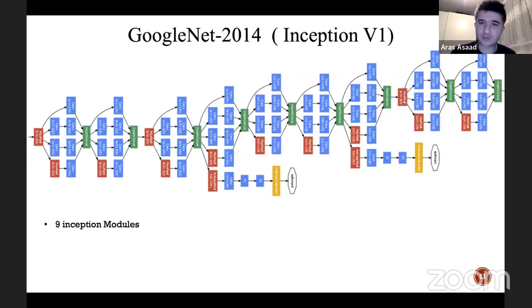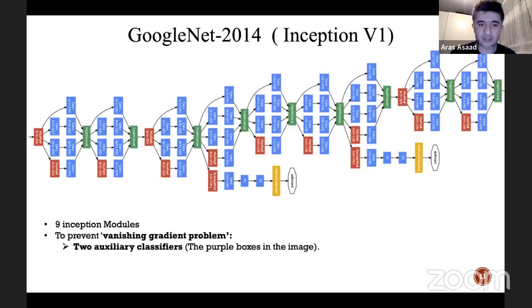So you have 9 Inception modules in the first version. And then, again, to prevent the gradient vanishing, they added 2 auxiliary classifiers. You can see them in the purple boxes.